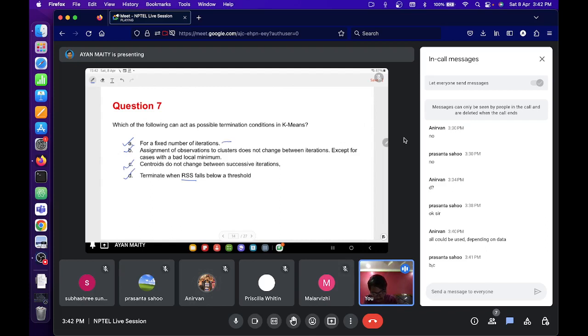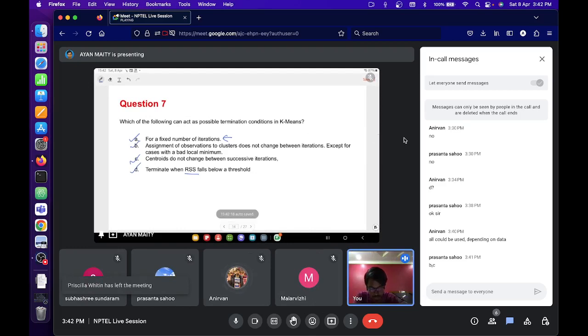So first option is a fixed number of iterations. It is heavily used, that you fix the number of iterations based on your observation that after 10,000 iterations it would obviously converge. So if you are very certain about that, you can use a fixed number of iterations as the termination condition. Option B is assignment of observations to clusters does not change. This is also a popular termination condition, that the clusters are not changing. That means it has already converged. It might also be a local minima, but mostly that does not happen. So option B can also be used.